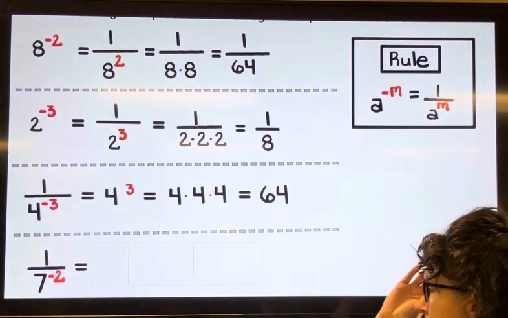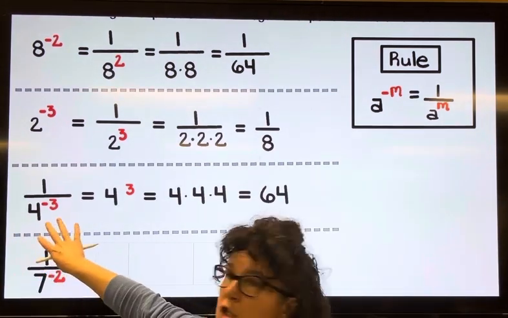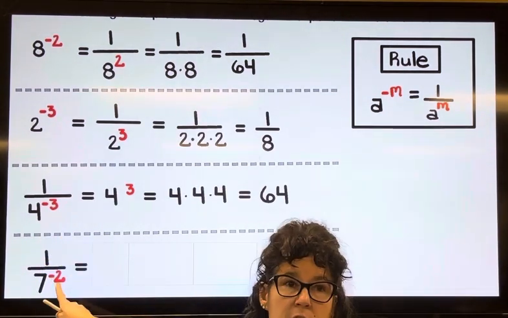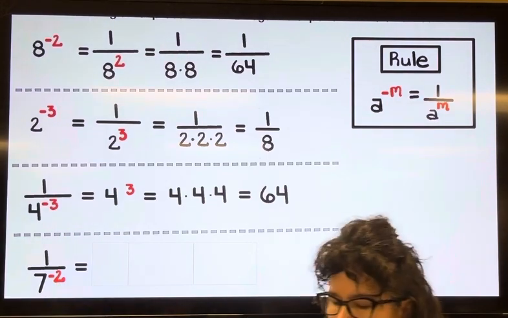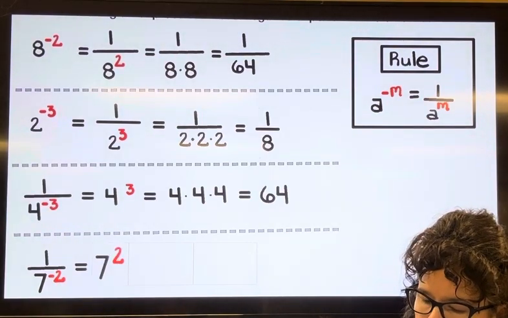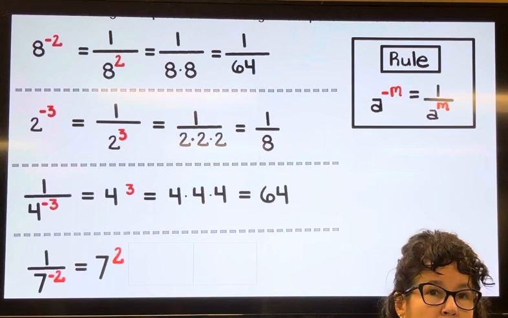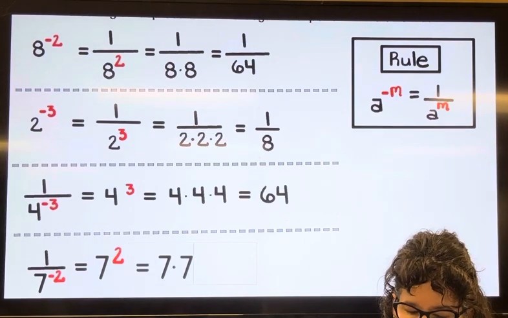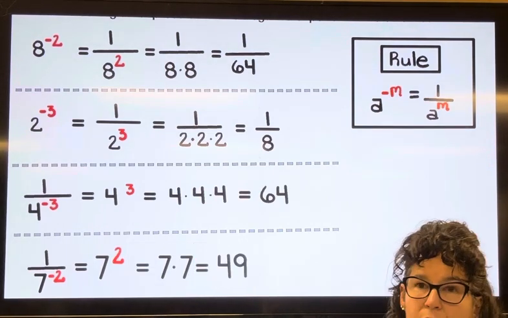So last example, I'm going to cross the fraction bar line to change the sign on the exponent. So the 7 to the 2nd power would be in the numerator, and 7 multiplied by 7 is 49.